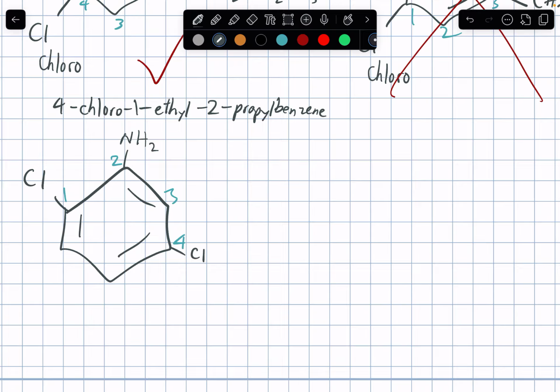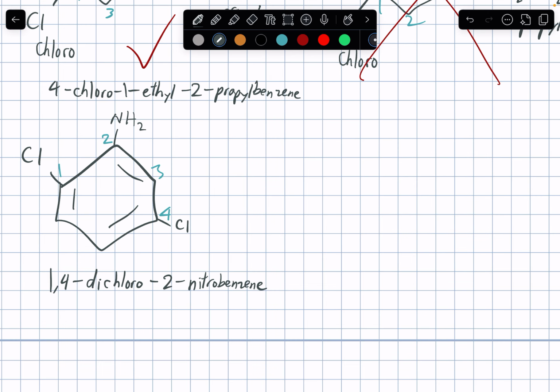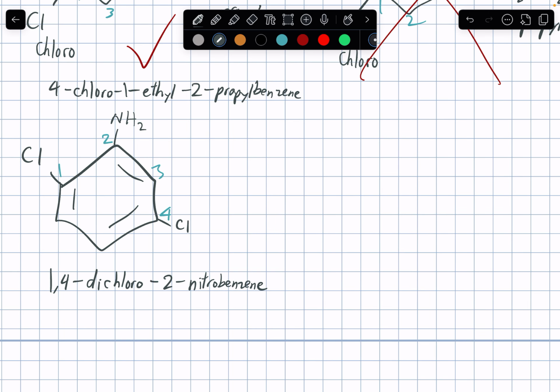So chloro and nitro. Chloro comes first by alphabet. 1, 4, don't forget di as a suffix. Dichloro, because we have 2 of them. And then 2, nitro, benzene. Again, 1, 4. Oh. Yeah, I did not. This is not nitro group. This is NH2, in other words, amino group. And instead of aminobenzene, we call that aniline.